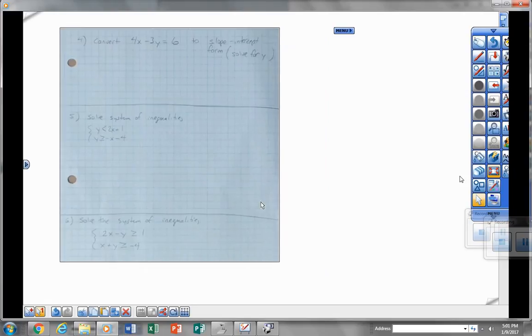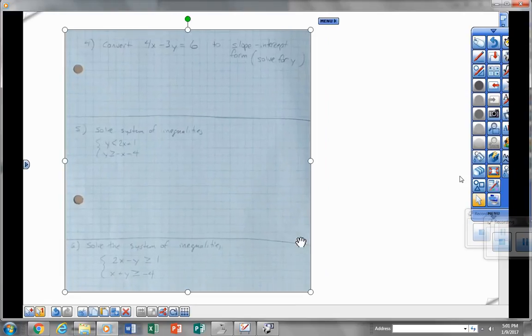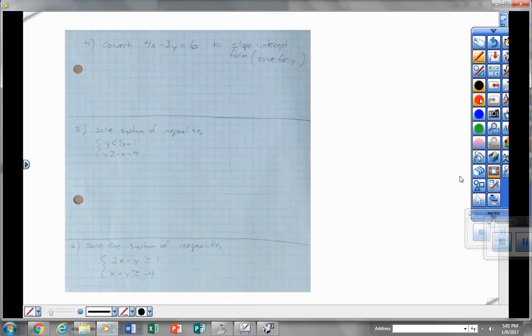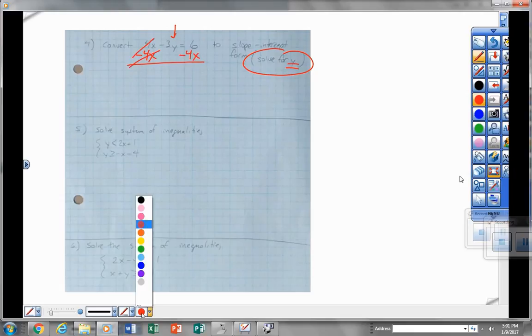Last of the page. All right, for this one, I'm going to solve this one for y. So I'm going to get rid of those 4x and that -3. So I'm going to start by subtracting 4x on both sides. Then I'm going to bring down -3y equal to -4x plus 6.